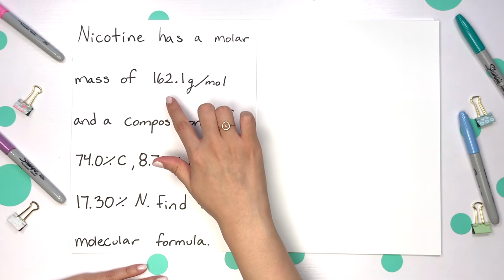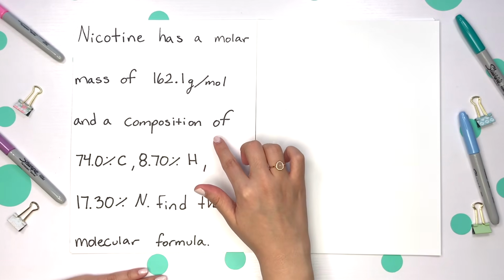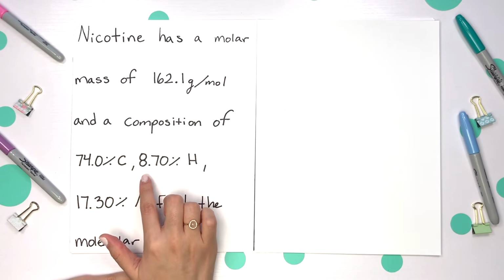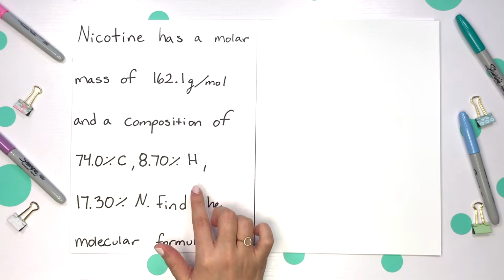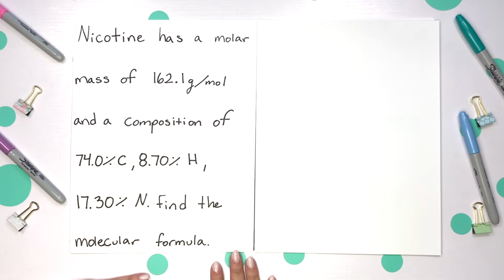Let's try one. Nicotine has a molar mass of 162.1 grams per mole and a composition of 74.0% of carbon, 8.70% of hydrogen, and 17.30% of nitrogen. Find the molecular formula. To find the molecular formula, you first have to figure out what your empirical formula is.